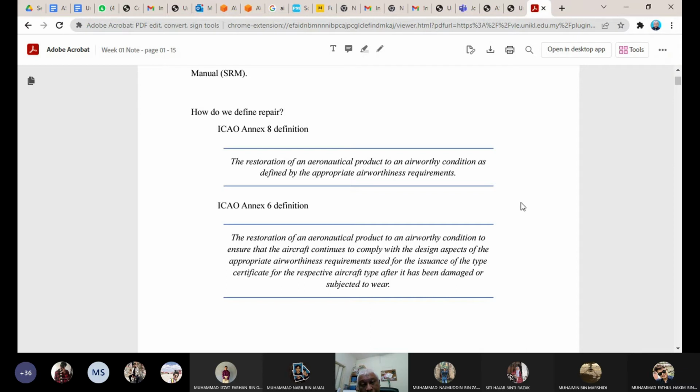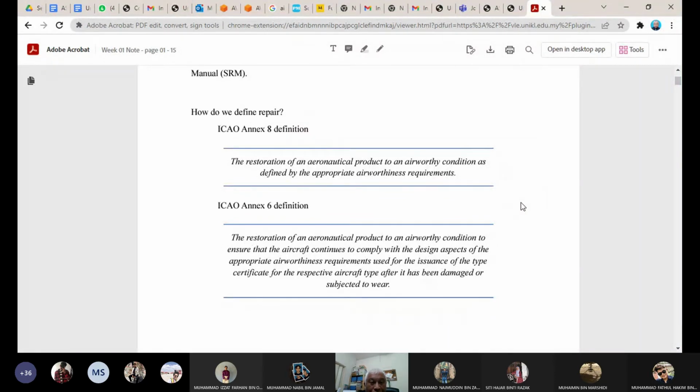There are 19 annexes, and what is related to us here is two annexes, which is Annex 6, Aircraft Operation, and Annex 8. Annex 8 has been translated into Malaysian regulation, into CAD number 8 of the Civil Aviation Authority of Malaysia, and CAD number 6. So those documents have been translated into Malaysian regulation.